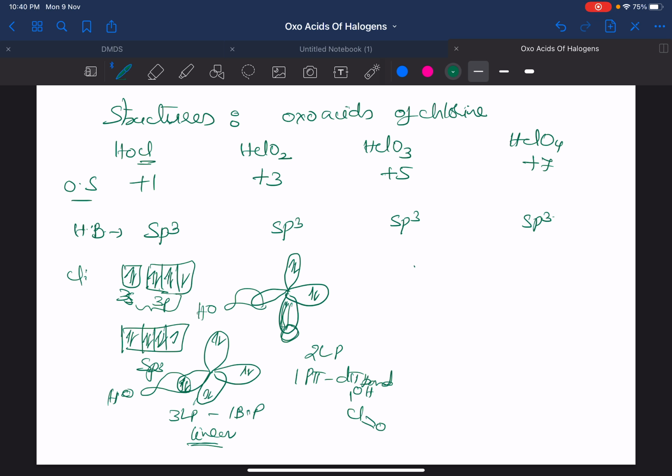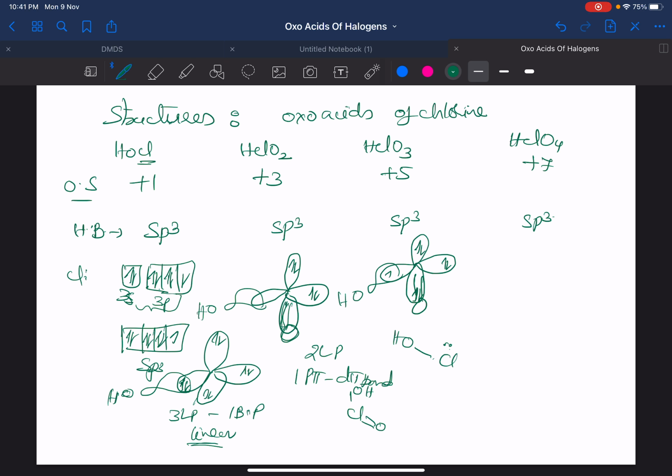Here it also undergoes sp3 hybridization. 4 sp3 hybrid orbitals are present. So here there are 2 lone pairs, 2 unpaired electrons and 2 bond pairs. So it will be combined with the OH group. One OH group is there and 2 double bond O. That means Cl, OH.